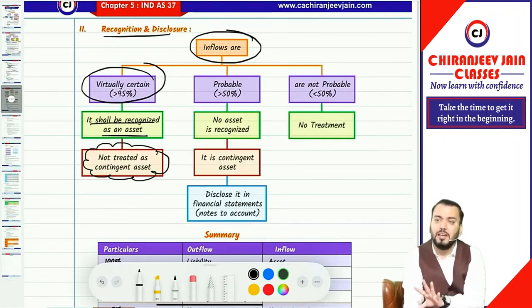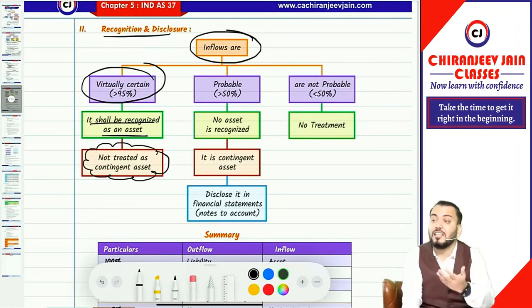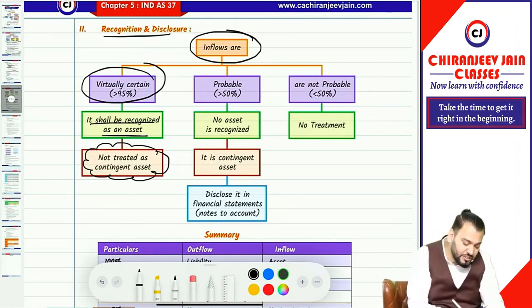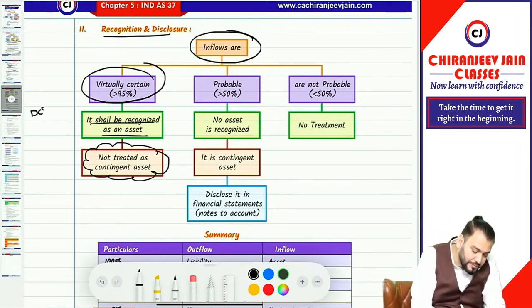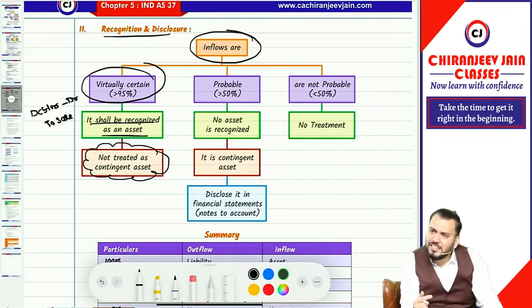Let us take a very simple example. From childhood, meaning from class 11, we are doing such an entry. When I am doing this journal entry, debtor account debit to sales, you have recognized one asset. My question to you all: you have done one credit sale. Whether it is certain, whether the recovery is certain.